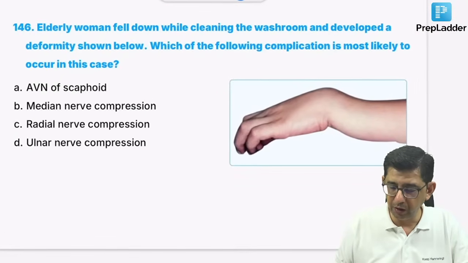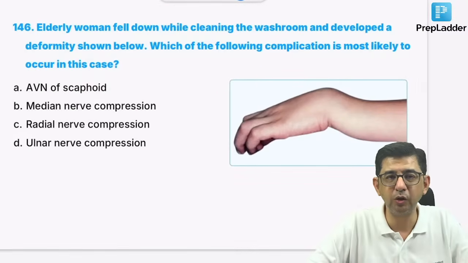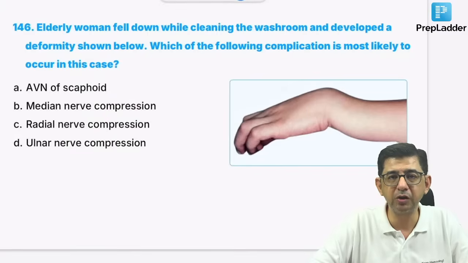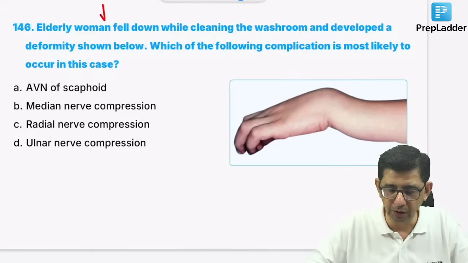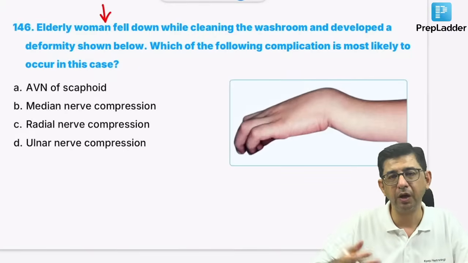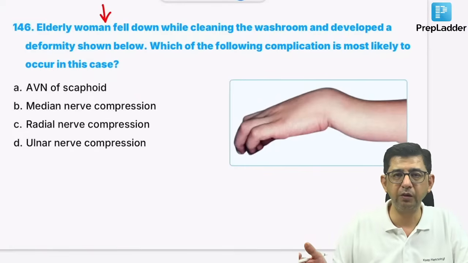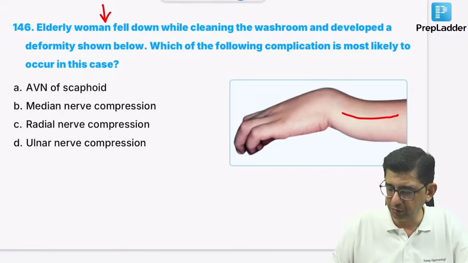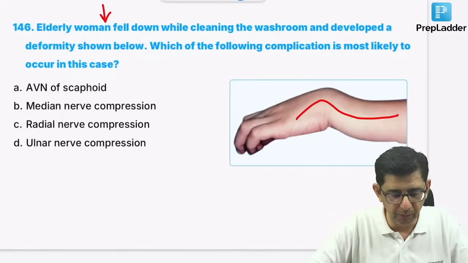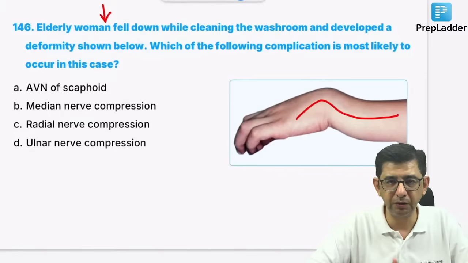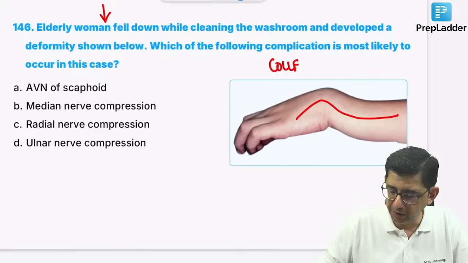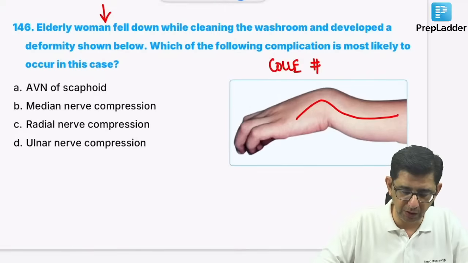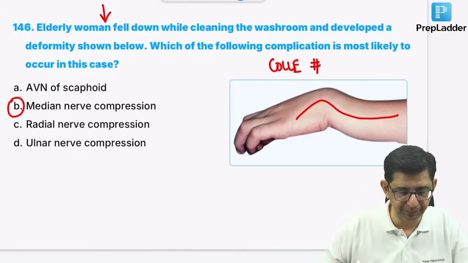Okay, then is the elderly woman. I think that's a standard question that they always give. A postmenopausal woman falls down in the washroom, and there can be two questions like this. Every time they make an elderly woman fall down, either the question is on subdural hemorrhage, or the chronic variety where they present after 3 weeks, or it's going to be this characteristic dinner fork deformity that is coming up. The diagnosis is very clear, that is Colles fracture. And in Colles fracture, the nerve that can be involved would mainly be the median nerve. So the correct answer for this would be option number B.